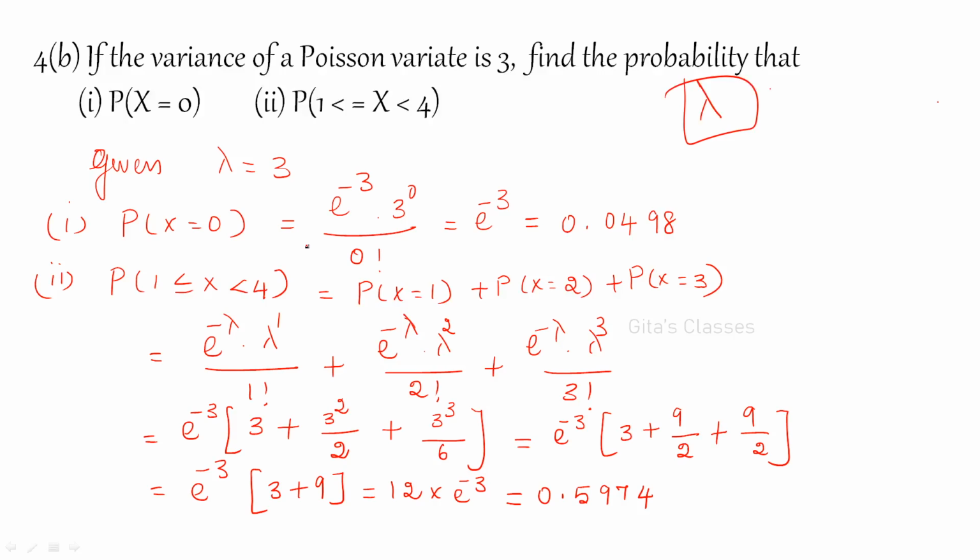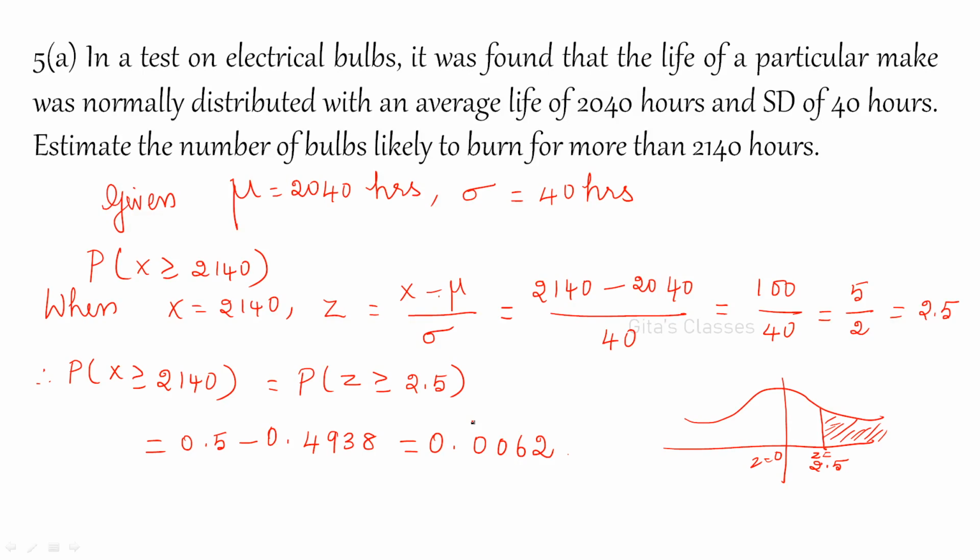Right. Next is, in a test on electric bulbs, it was found that the life of a particular make was normally distributed. It is given as normally distributed, so you have to understand that it is a normal distribution. And the average life, average means it is the mean, so mu is equal to 2040 hours and the standard deviation is 40 hours. So sigma is equal to 40. Estimate the number of bulbs likely to burn for more than 2140 hours. So x greater than or equal to 2140, you have to find out. This is what is asked.